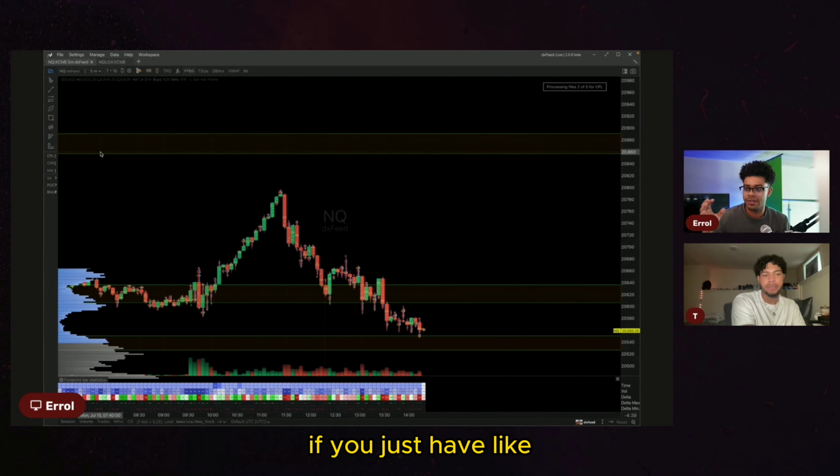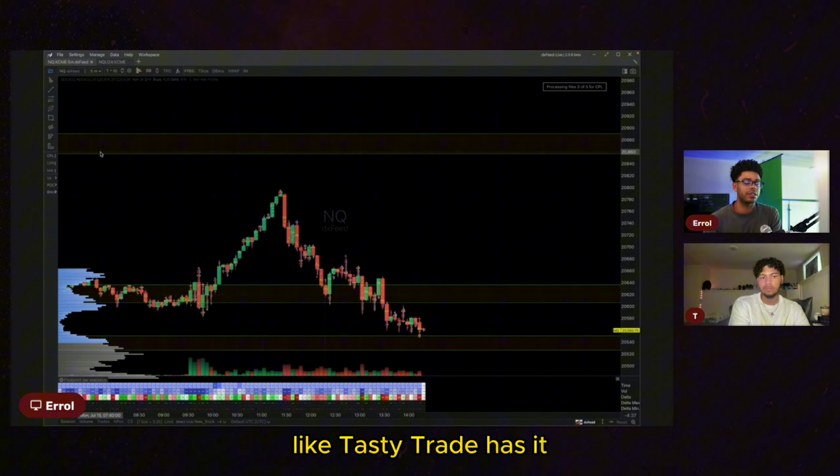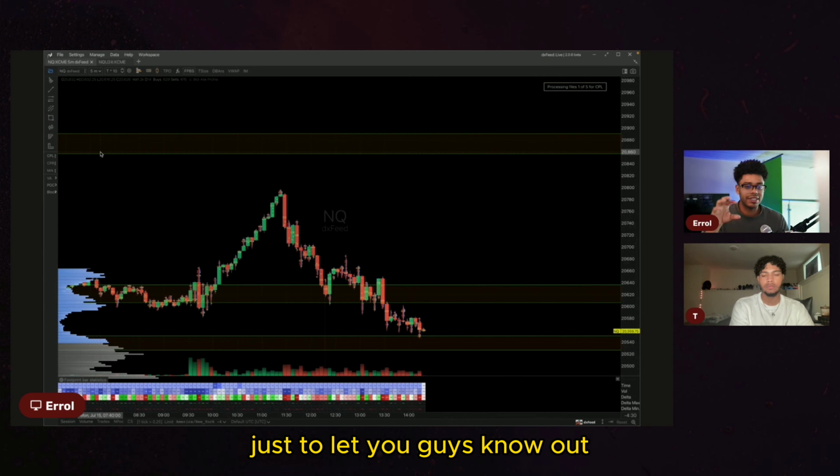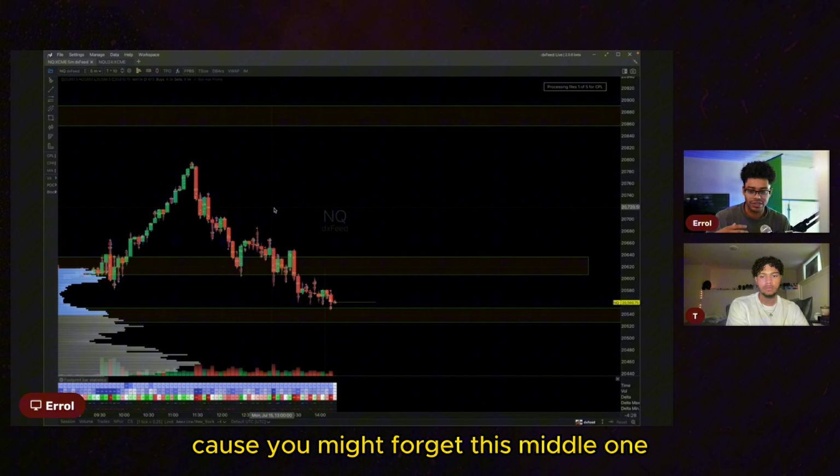So what would help too is if you just have a text label on your chart, like Tasty Trade has. You can just type in previous day VP, volume profile, and then last week's VP, just to know exactly what the zones are, because you might forget.